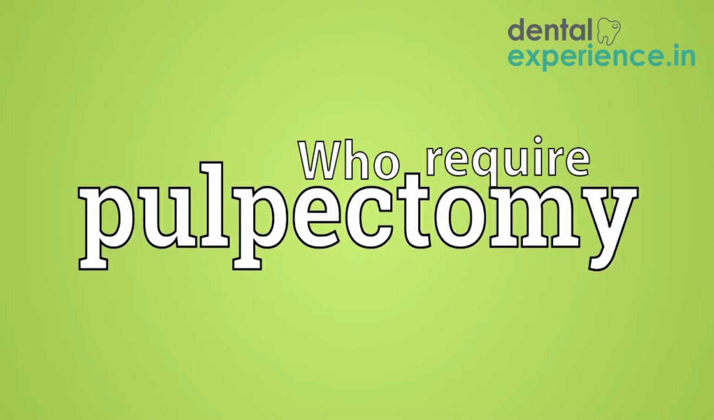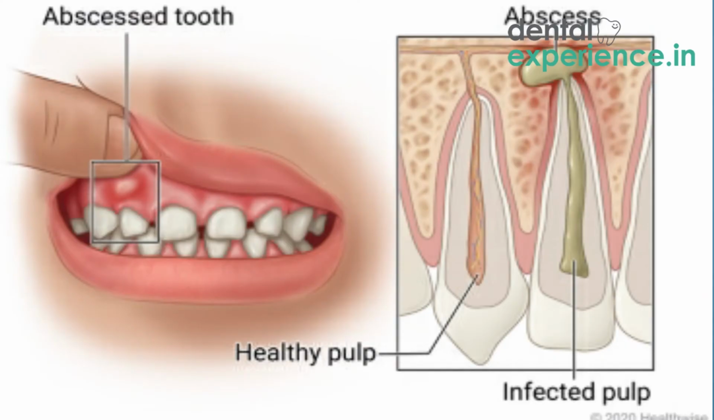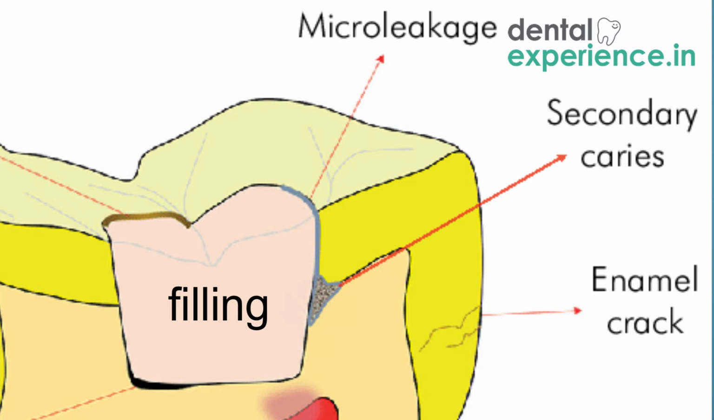Now one might wonder who exactly requires pulpectomy. One of the most common reasons a kid requires pulpectomy is when a cavity remains untreated for a long period of time. What happens is this untreated cavity leads to infection of the pulp. Sometimes decay also develops under an already filled restoration. This also leads to a kid needing pulpectomy.